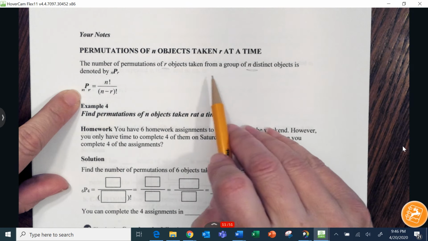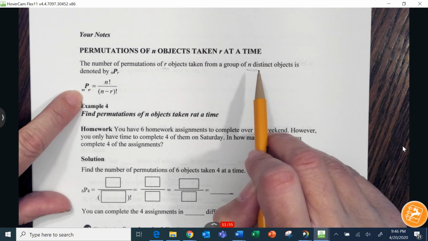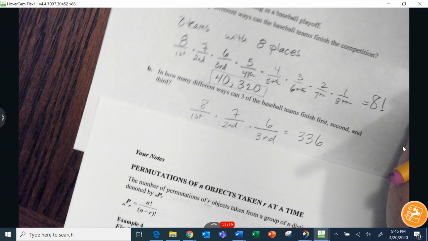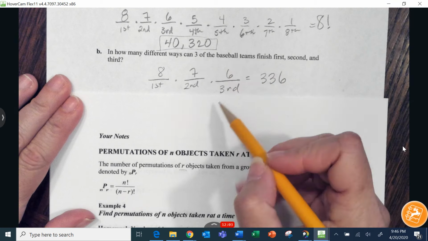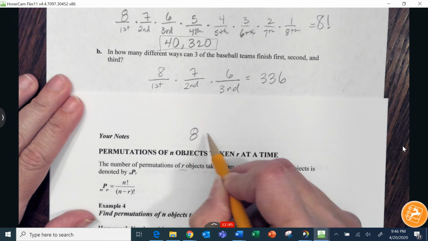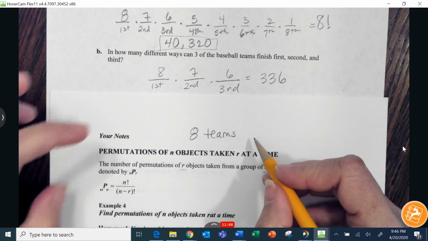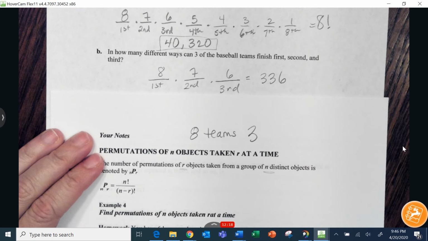The way that they write it is a little confusing because the n is actually what comes first. But I'm going to compare this to the last baseball question that we just did. That question is saying we have 8 teams, but we're only doing the permutation of 3 of those teams.